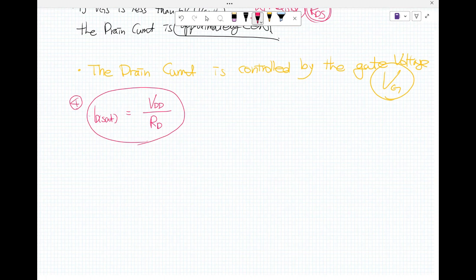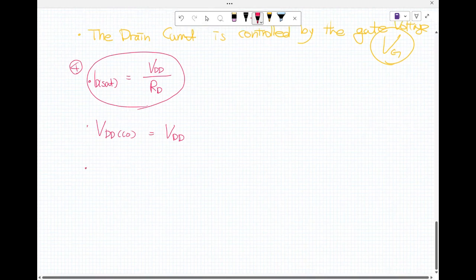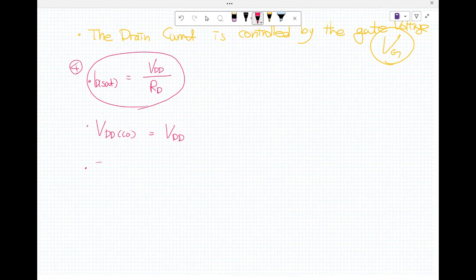And usually the drain cutoff voltage is the same as the supply voltage from the drain. Okay. And also the E-MOSFET is biased in the ohmic region.